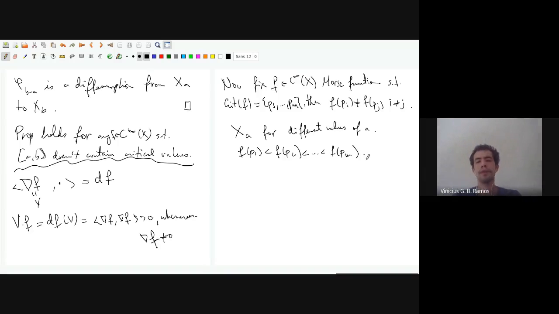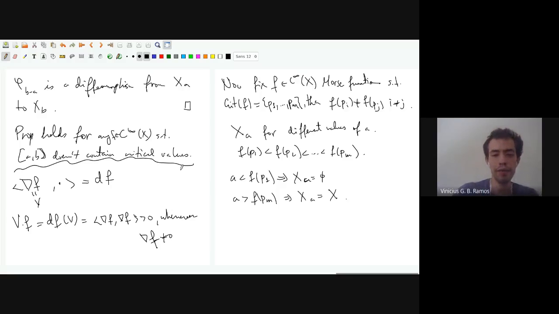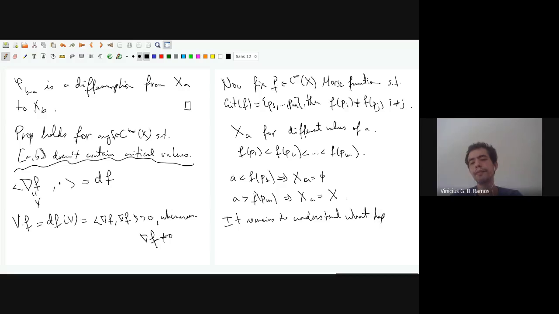Okay, so if A is less than f of P1, then XA is empty, so that's the minimum of the function. If A is bigger than f of Pm, then XA is the whole manifold. So it remains to understand what happens with MA, as with XA, as we cross a critical value.